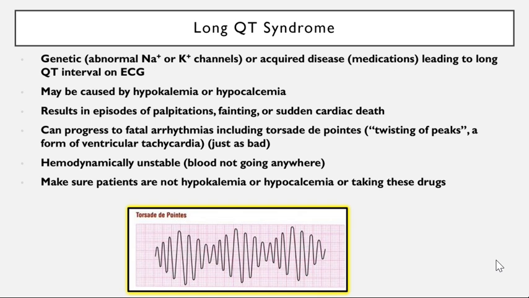Maybe caused by hypocalcemia or hypercalcemia. Results in episodes of palpitation, fainting, sudden cardiac death, can progress to fatal arrhythmias. You get these twisting peaks, and very hemodynamically unstable. So what that means is that you don't have proper blood flow from the heart. It's kind of like your ventricular fibrillation, where you're not getting proper, consistent blood flow to the heart. You can kind of see that on this graph.